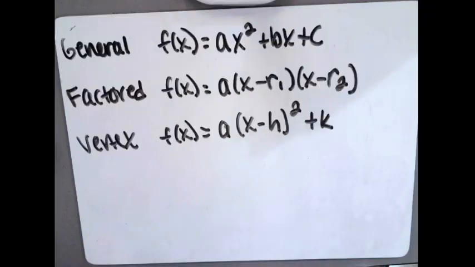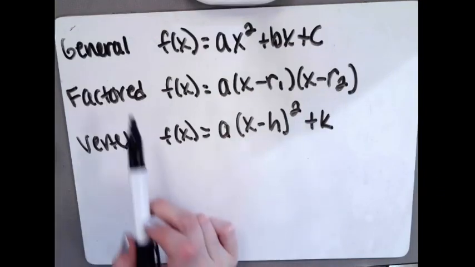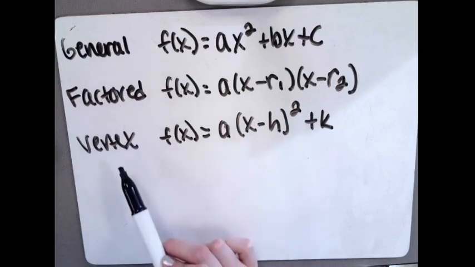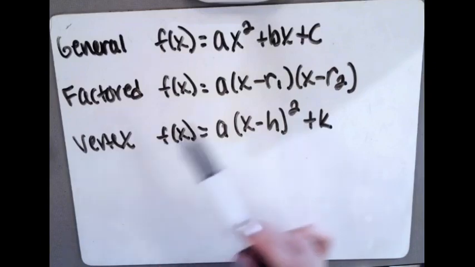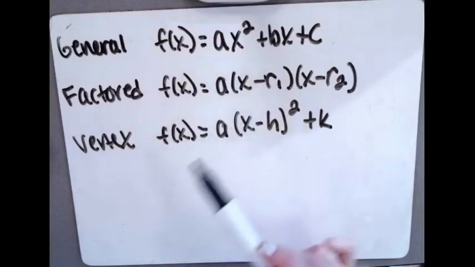So we just looked at 3 forms of quadratic equations: general form, factored form, and vertex form. The one piece that all the forms share that we haven't talked about yet is this a in the front.